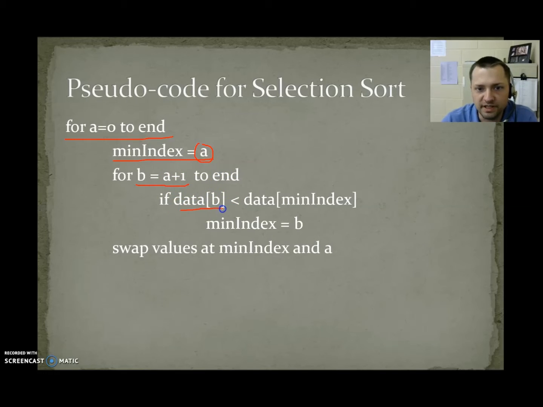If location B has a smaller value than where we currently believe the minimum's at, then the min location should become B because it is a new small item that we found. When this inner for loop finishes, minimum index will be correct. So we swap the values at min index and A, the location we're trying to fix, putting the smallest value into location A. After that, we move on to the next value of A, so we move one index deeper.